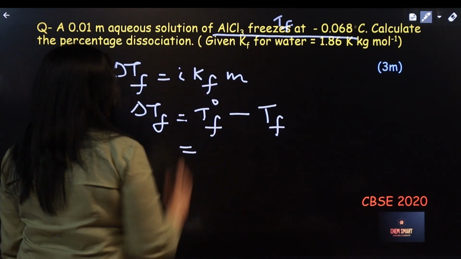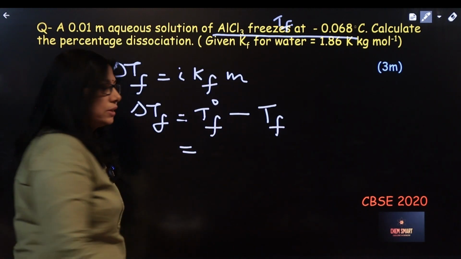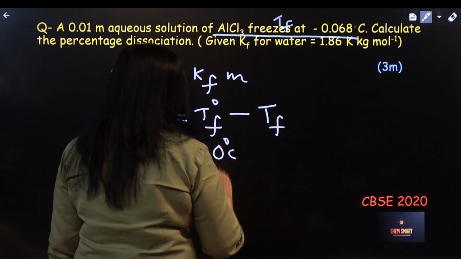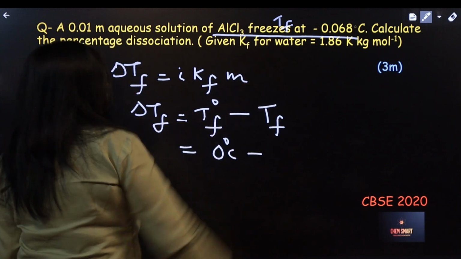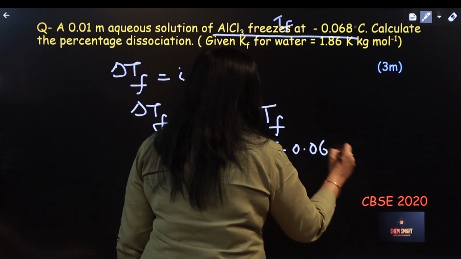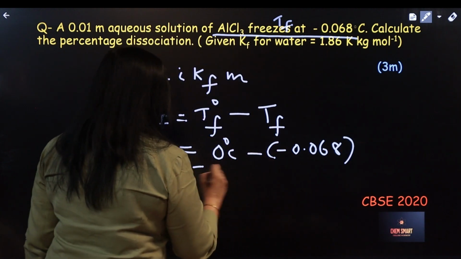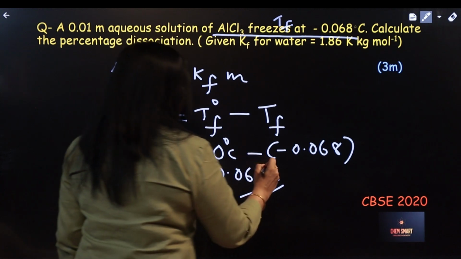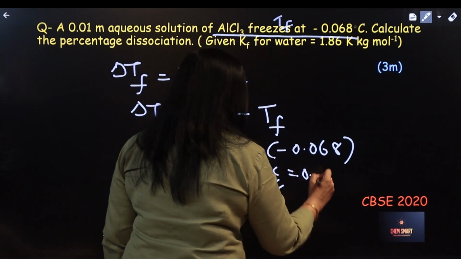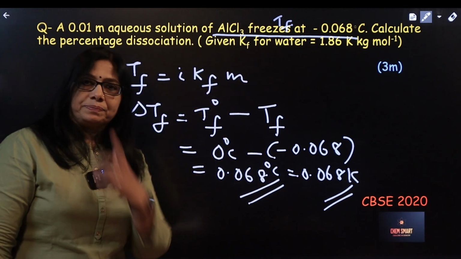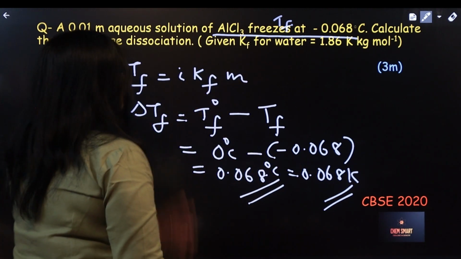So for aqueous solution, water is the solvent. So T0F is 0 degrees centigrade minus TF. The solution's freezing point is minus 0.068 degrees centigrade. So this will be 0.068 degrees centigrade, which is the same as Kelvin. The difference is the same as Kelvin. Okay. So you got delta TF.